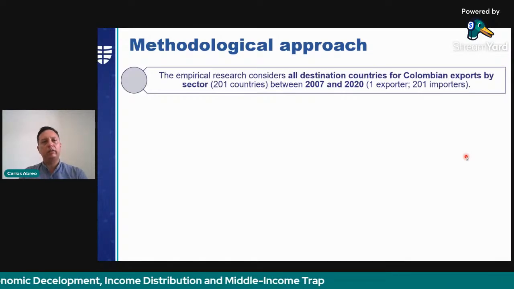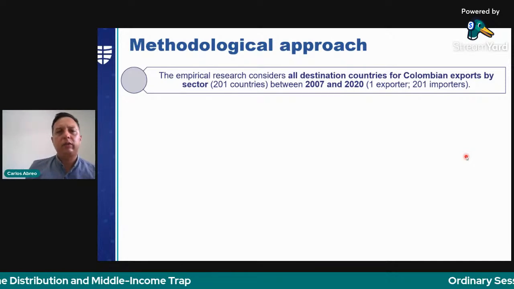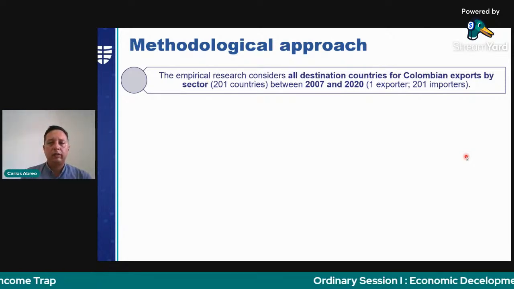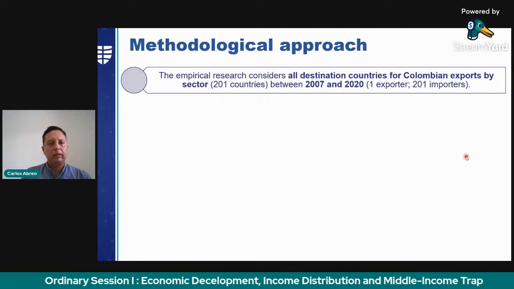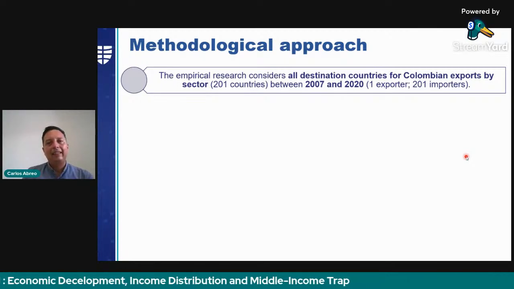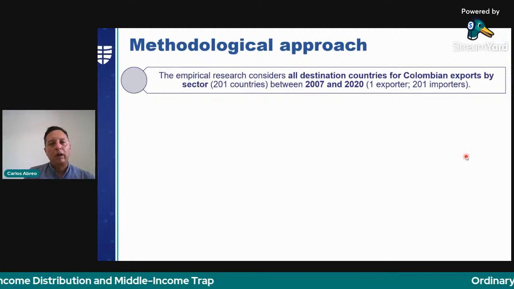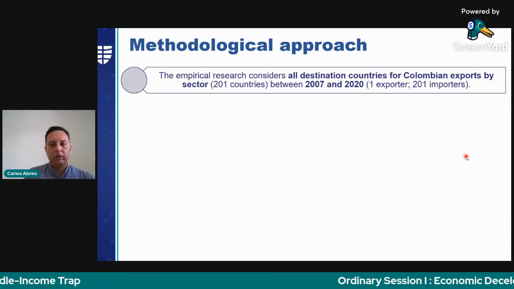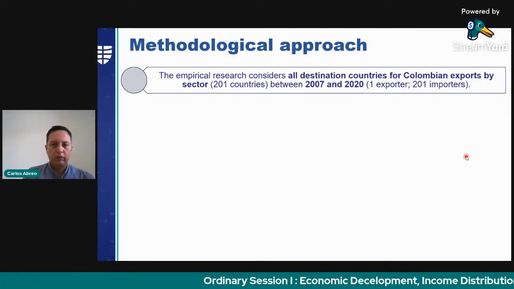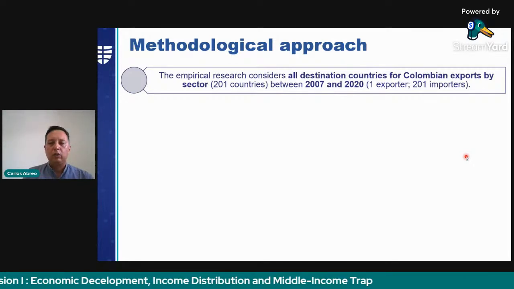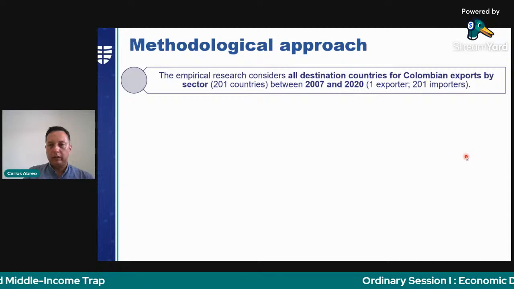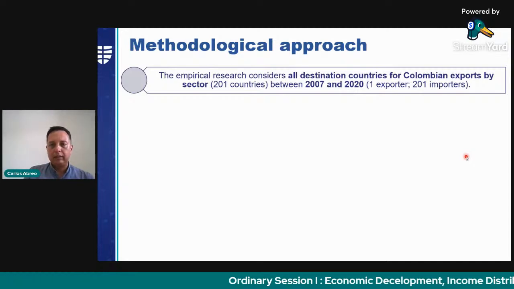But more facts about our methodological approach. The empirical research considers all the destination countries for Colombian exports by sector. There are 201 countries between 2007 and 2020. Then the matrix type is one exporter, 201 importers. That's why we don't implement a structural gravity model, because it doesn't have the condition to have a multi-country analysis. Okay, but it is also useful when you can model exports of one specific country to its partners.